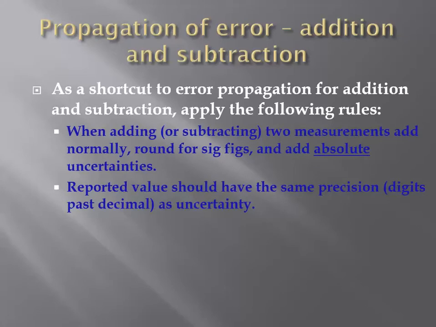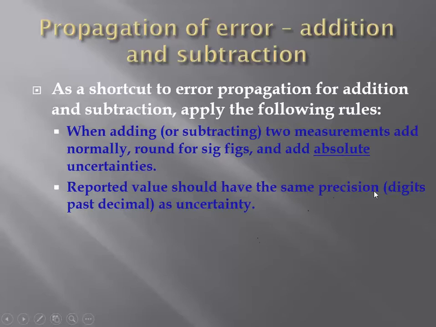There is a way to figure out how much your error is, or what error propagation is doing to your values. There's kind of a shortcut way that we're going to use. There are different rules depending on if you're adding and subtracting or if you're multiplying and dividing. When adding or subtracting two measurements, you should add or subtract them normally, round for sig figs, and add absolute uncertainties. So whether you're adding or subtracting, you will always add absolute uncertainties.